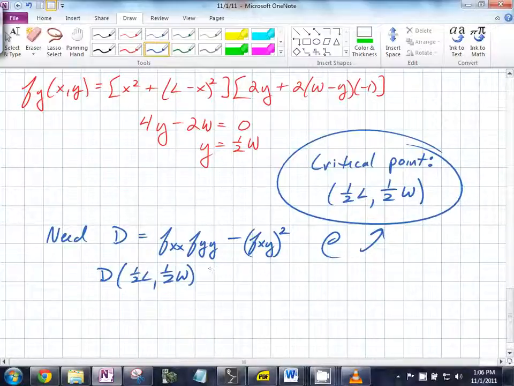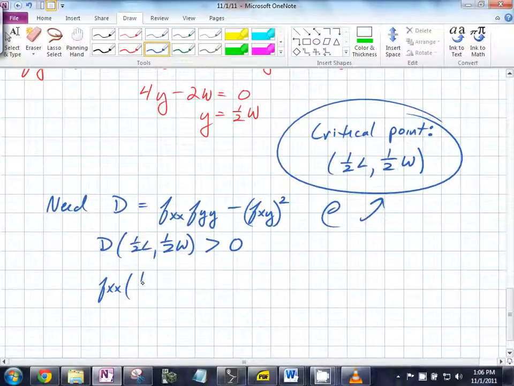Which is also at 1/2 L. I've got to stop doing those commas. That's not helpful. There we go. At (1/2 L, 1/2 W), you come out that it's positive. So because of this, you know that's the minimum.